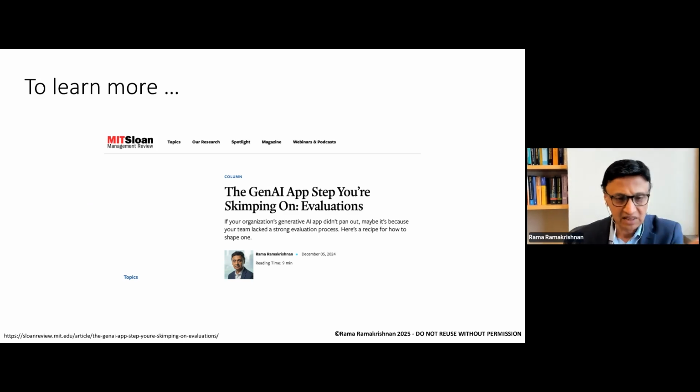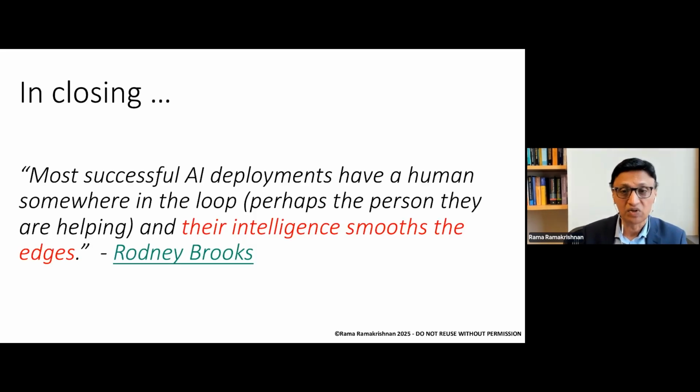And I cover some of these techniques in this other article in my recent column in SMR. So in closing, I just want to say that Rodney Brooks, who is a professor at MIT, has a wonderful quote that I have on the page here, which is that when you look at really successful AI deployments out there, typically they have a human in the loop somewhere, perhaps the end user, and the intelligence of that person smooths the edges, right? That's really important to remember.